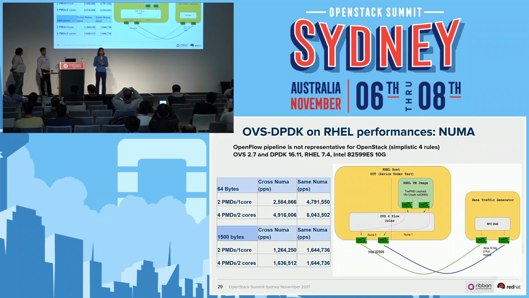And this is an example of testing that we did in-house. This is not a typical OpenStack layout, but an OpenFlow pipeline, which is very simplistic, only 4 rules. But what we've done is put the VNF on a different NUMA node from the DPDK ports, and you can see the performance hit is roughly 50%. That is for smaller packets. If you're running larger 1500 byte packets, you won't see that much of a performance hit.